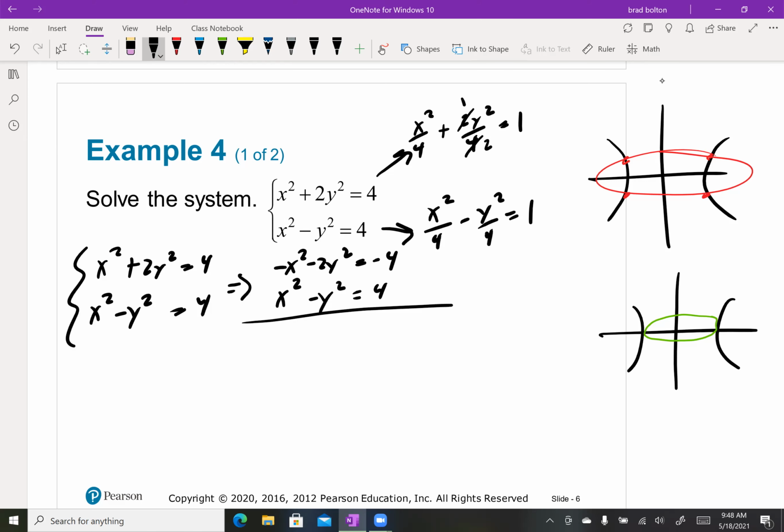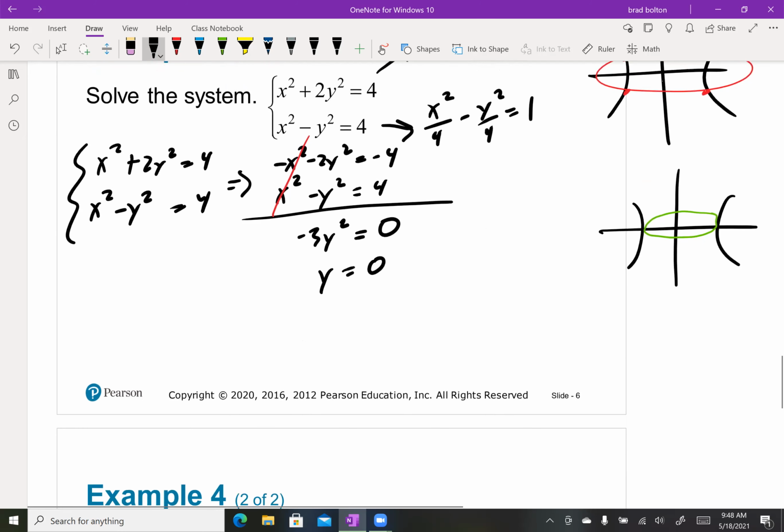If I now add these, we notice that the x squared and the y squared go away. They cancel, right? They eliminate. And we're now left with negative 3y squared equals 0. Okay, so that means that y equals 0, right? Because the only way for negative 3y squared to be 0 is y has to be 0. So now that's our only answer. There's no two choices about it. That's got to be the answer.